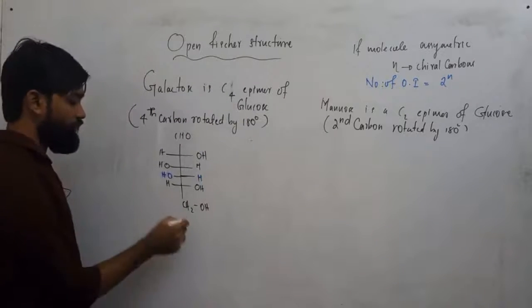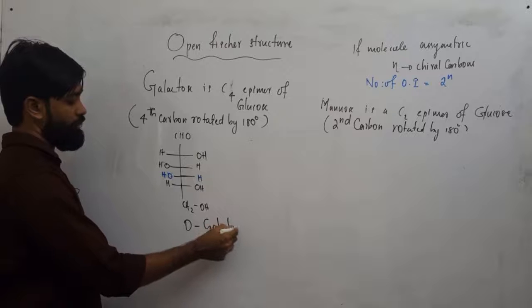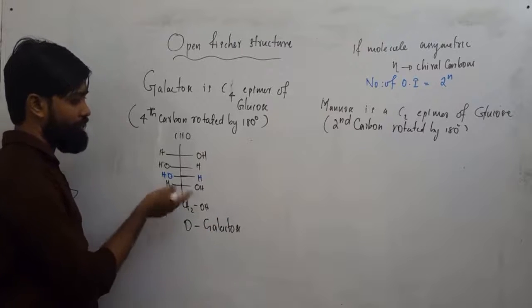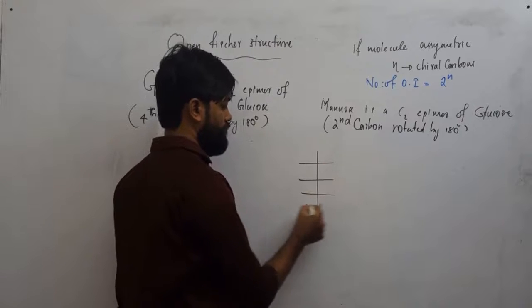And this structure is called D-galactose. This is actually D-galactose because the lowest asymmetric carbon has the H on the left side. Okay, and let me draw the D-mannose.